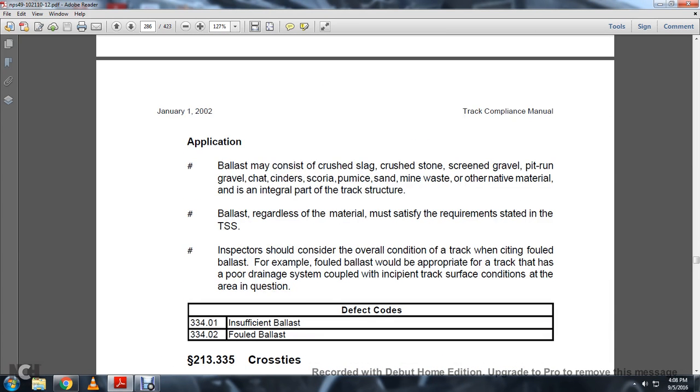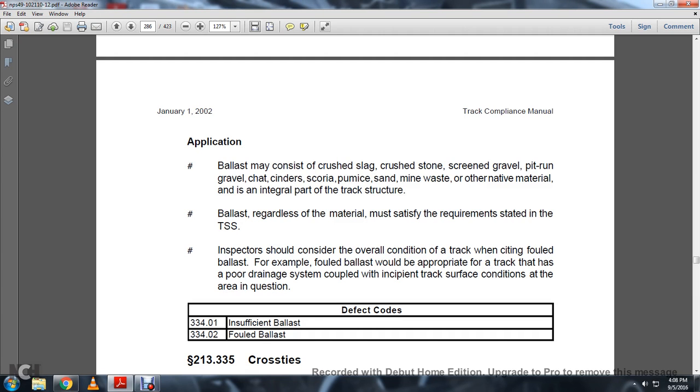Application: ballast may consist of crushed slag, crushed stone, screenings, gravel pit run, gravel chat, cinders, scoria, pumice, sand, mine waste, other native material, and any other integral part of the track structure. Ballast, regardless of the material, must satisfy the requirements stated in the track safety standards.